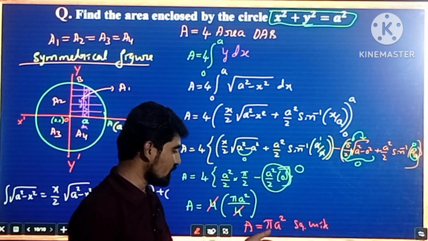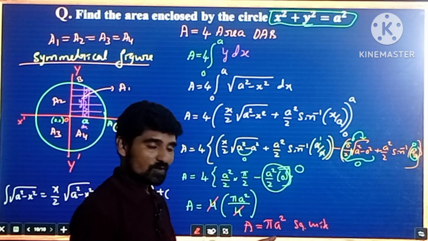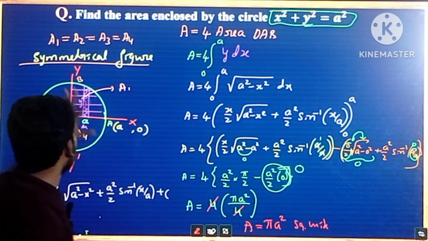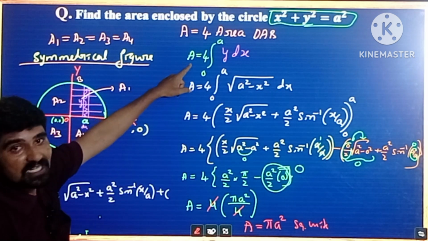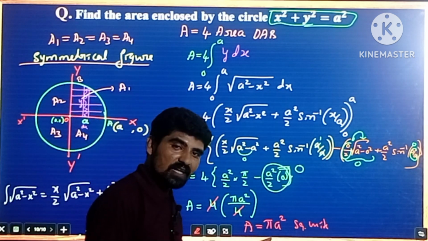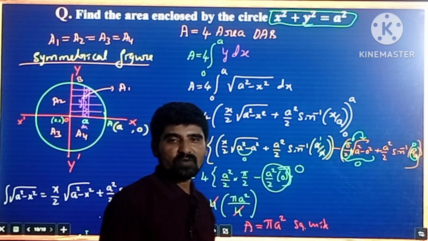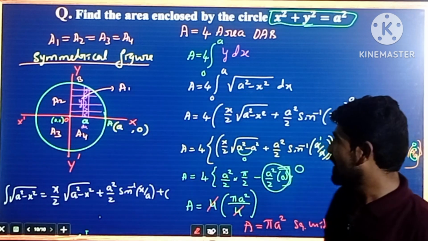I first said that in geometry, the area of the circle is pi a square. In the same way, we have calculated the area of the circle using integration, and we also got the area equal to pi a square units. I hope all of you understood.